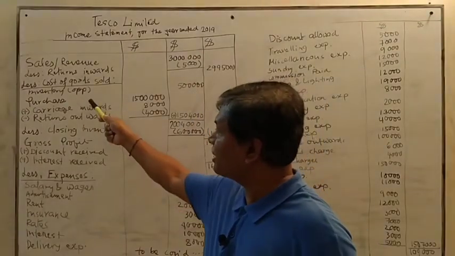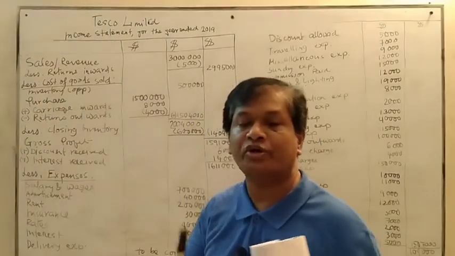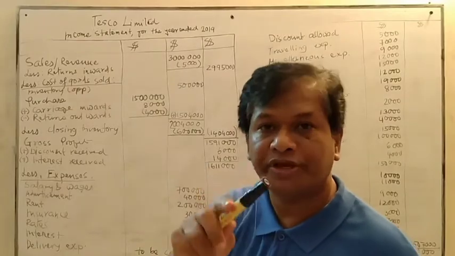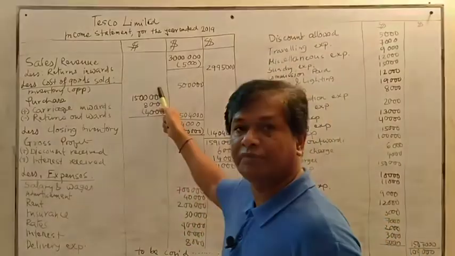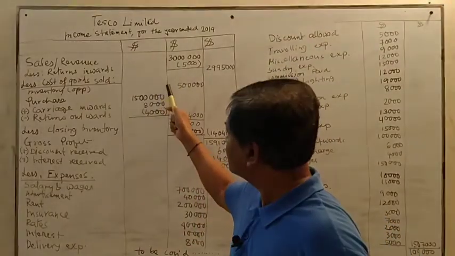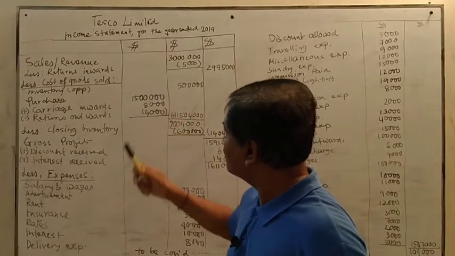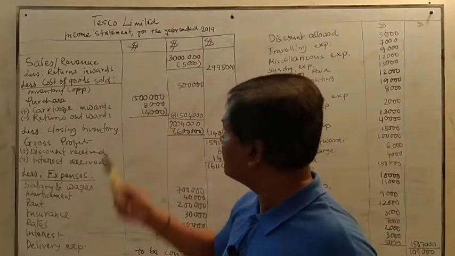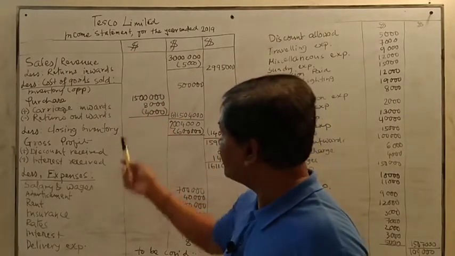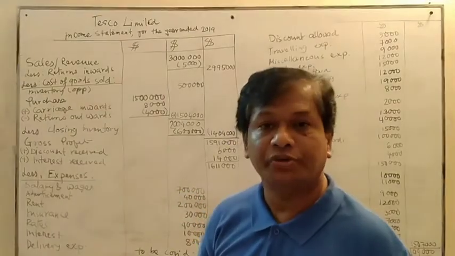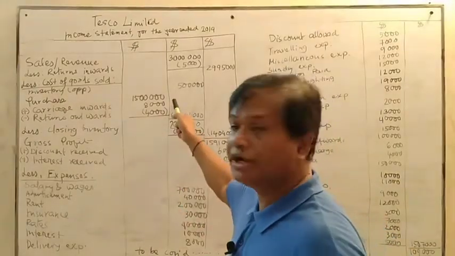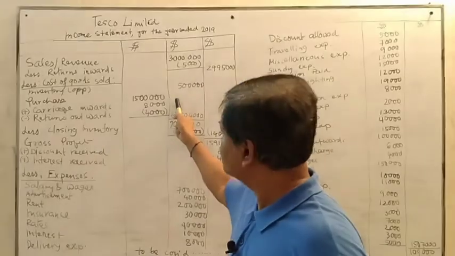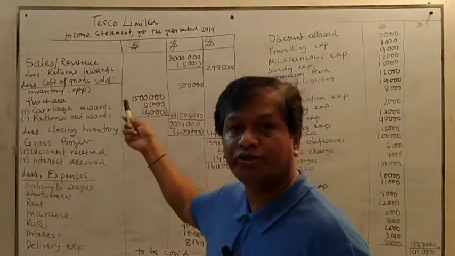Now you have to find the purchase amount. The purchase amount is given on the debit side of the tablets. That was 15 lakhs dollars. Then you have to find the carriage inward. Carriage inward is given as $8,000. So you have to write it here. This is to be added to the purchase.